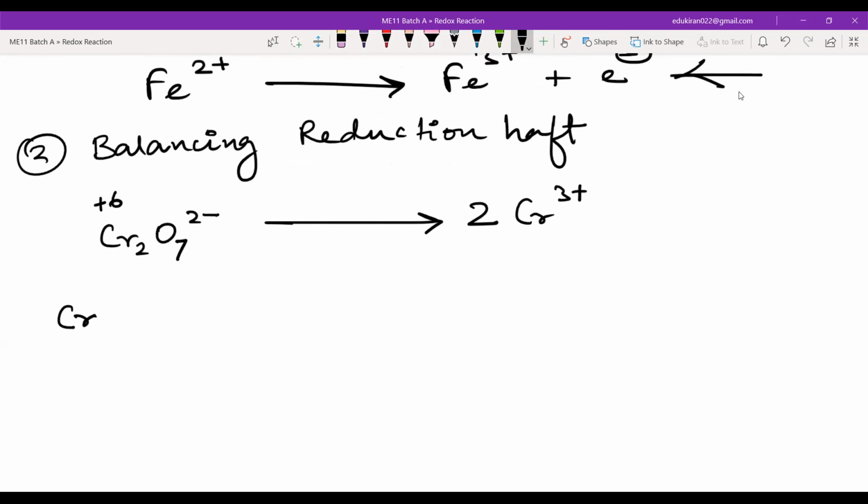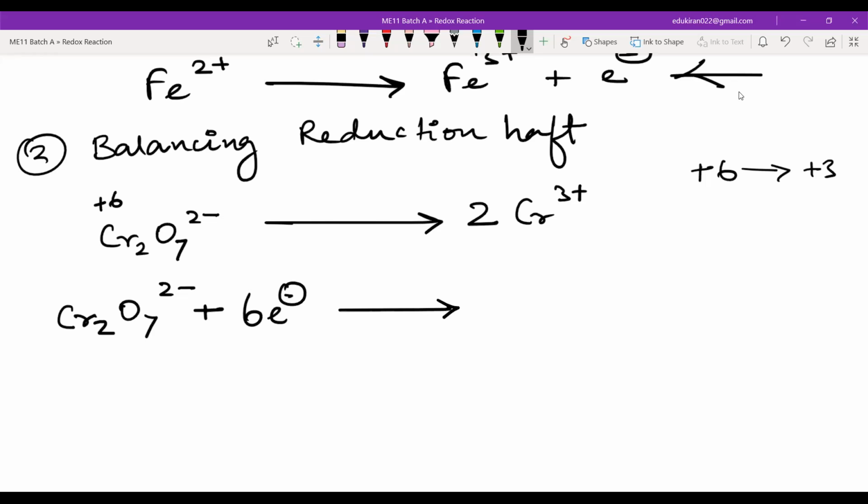Okay, now tell me, is everything balanced here? Yes or no? No, na? Oxygen is remaining, yes or no? Yes, sir. Oxygen is remaining. Can you explain it again? Which part? This part? Yes, this one, the 6 electron part, na? Okay.